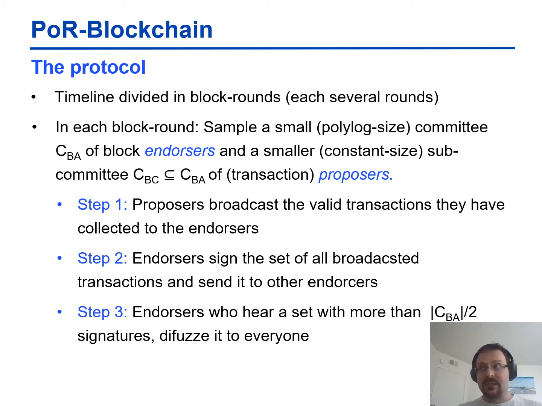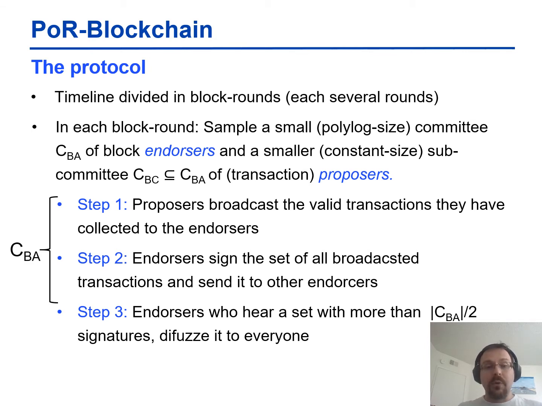First, the proposers broadcast to everyone all the transactions that they have seen up to that round and are still valid. In a second step, the endorsers take the union of all transactions that they've heard being broadcasted. Since they're broadcasted, again, importantly, the broadcast is a Byzantine broadcast, so it's consistent for everyone. So they take the union, which is the same for everyone. Each of them signs it and sends the set and the signature to the other parties, only to the other endorsers. And finally, endorsers collect all the signatures that they see on the set that they know, and if they see a set which has support of a majority, they diffuse it to everyone.